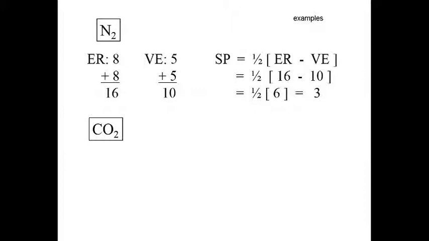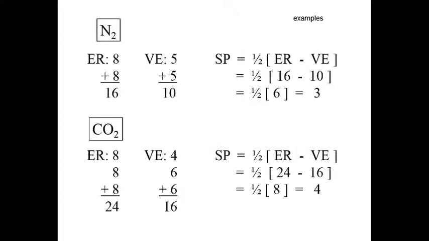For carbon dioxide, there are 3 atoms, each wanting an octet, so Er is 3 times 8, or 24. Carbon is in group 4a and oxygen is in group 6a, so Ve is 4 plus 2 times 6, or 16. Substituting into the equation for shared pairs, we find Er minus Ve equals 8. There is a deficit of 8 electrons, or 4 pairs of electrons. There are 4 shared pairs in this molecule.